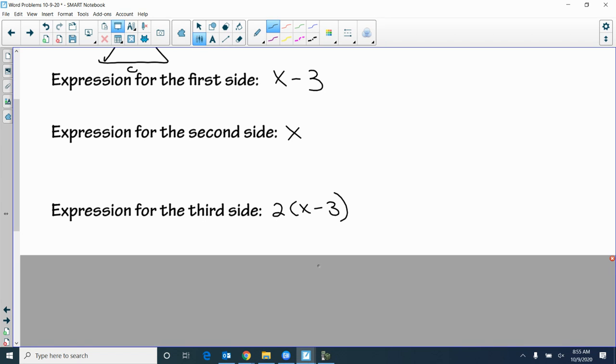So the first side, that second side is X. Make sure you get that. Now you got a little bit of room to the right, don't you? That's where we're going to do our work.